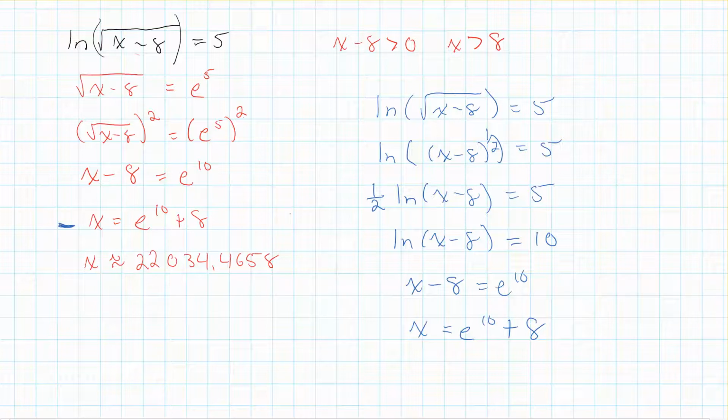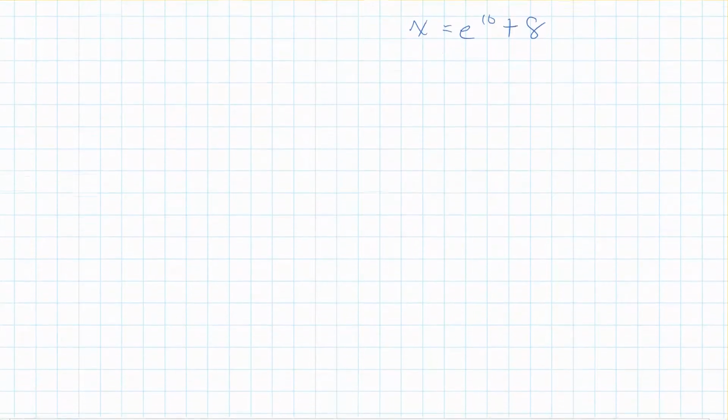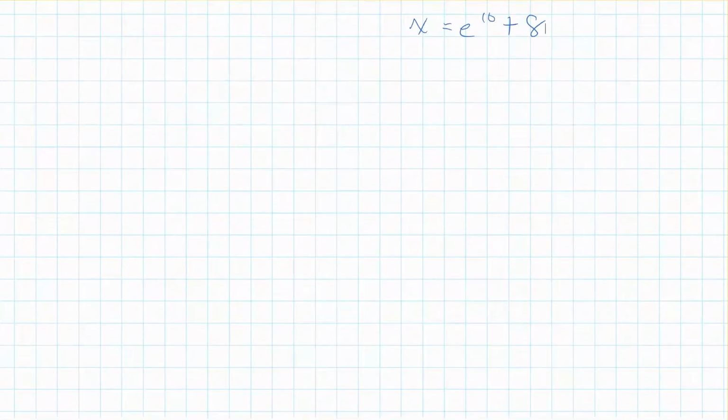In the first case, we directly translated it into an exponential to get rid of the logarithm. And in the second case, we used some properties first so that we didn't have to do squaring of both sides. All right, so let's look at another example here.